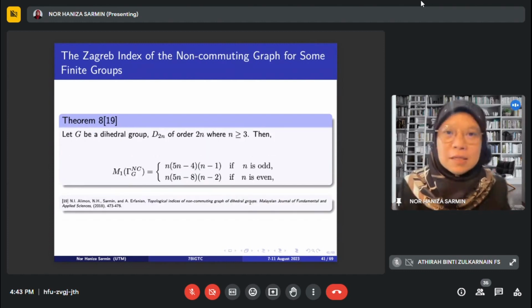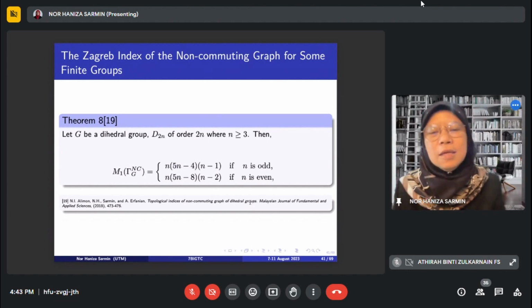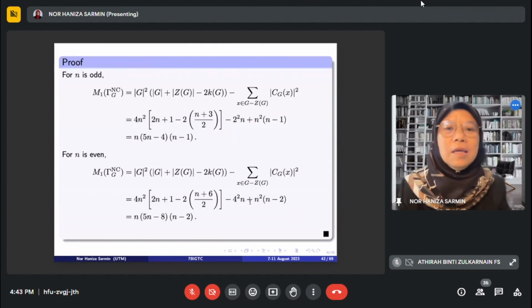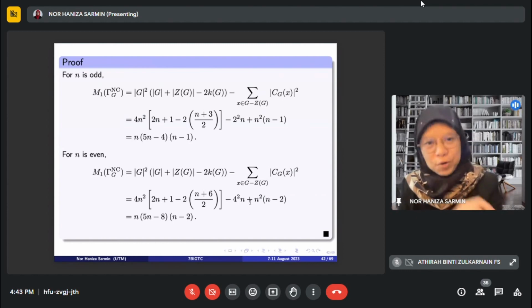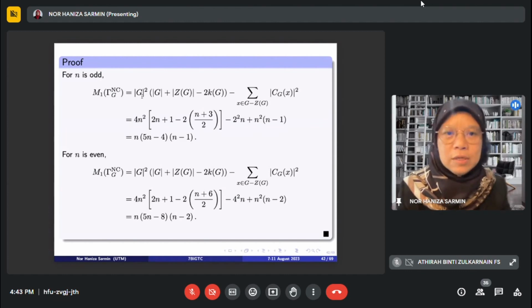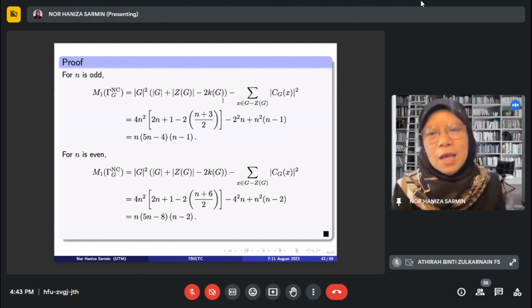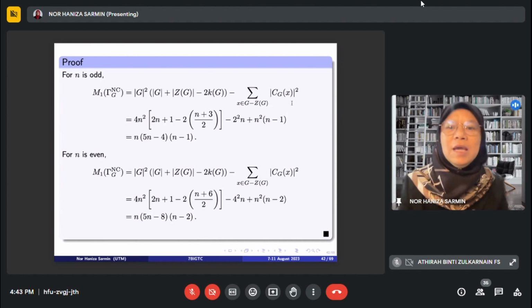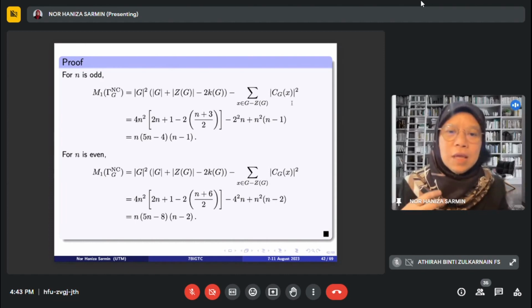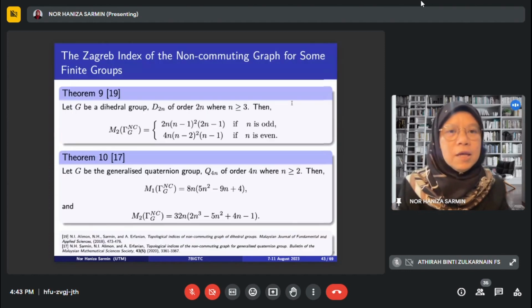Next one is the Zagreb index of the non-commuting graph. These are the cases in which n is odd and n is even. So we calculate the first Zagreb index using the property found before, the one that I shared earlier, which is to find the order, the center, the conjugacy class, and also the centralizer of each x as the vertices, as in G, not in the center. For the case n is odd, and for the case n is even. So we found the first Zagreb index.